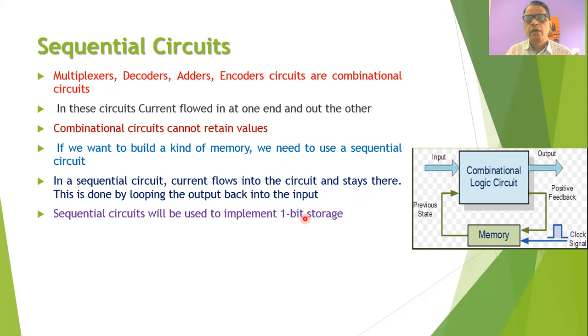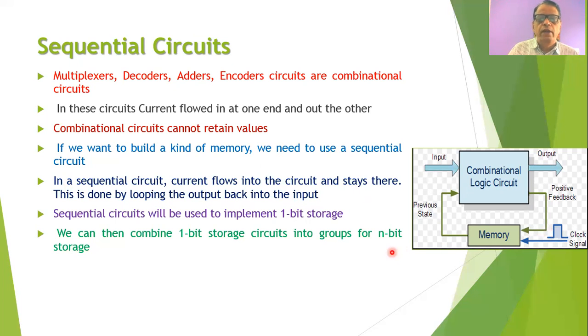Sequential circuits can be used whenever we want to build a one-bit storage element. That is, whenever we want to store a binary bit of 0 or 1, then in such a case we need to make use of sequential circuits. One can easily observe that a sequential circuit may also have a clock input, while combinational circuits cannot have a clock input. Whenever we build a one-bit storage element, we can combine them into a group for n-bit storage. So by making use of sequential circuits, you can store n bits.